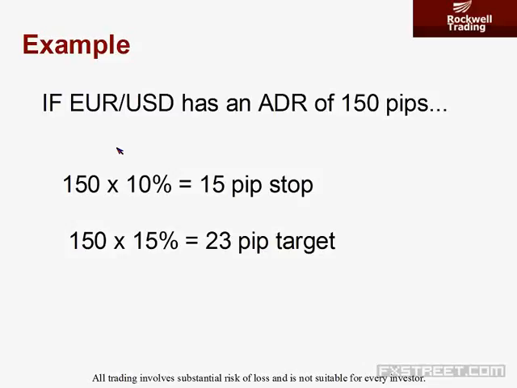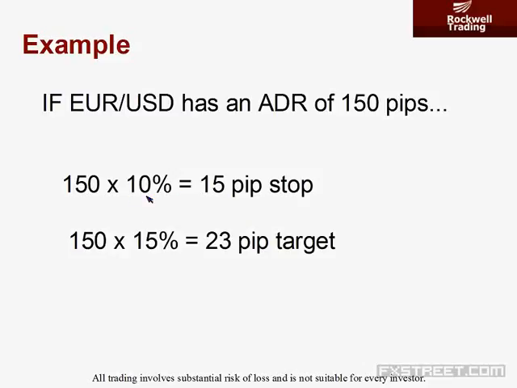So if the Euro-US dollar has an average daily range of 150 pips, a 10% average daily range stop loss is going to be a 15 pip stop loss. If we're looking at a 15% target, then this would be a 23 pip target. Now let's say this changes. If it goes down to 100 pip average daily range, remember that's the average over the last 7 days, now I'm risking 10 pips with my stop, and I'm looking to make 15 pips with my target.